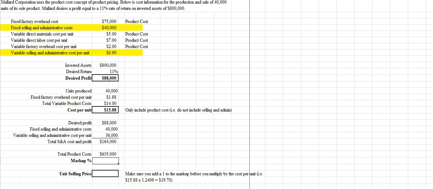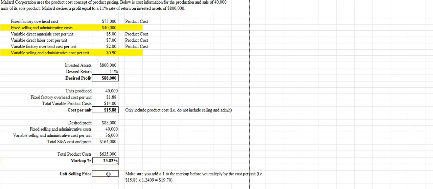So that's pretty easy, right? Because all you do is take the $164,000 that you need to cover over your product cost, and that's going to give you the percentage. So your sales price must be 25.83% higher than your product cost, in order to cover these two, the fixed cost, and to earn a profit of $88,000. So you simply apply the 25.83% to the unit selling price.